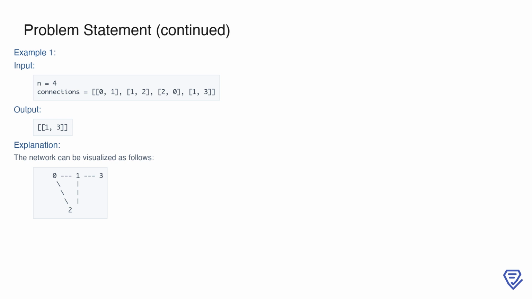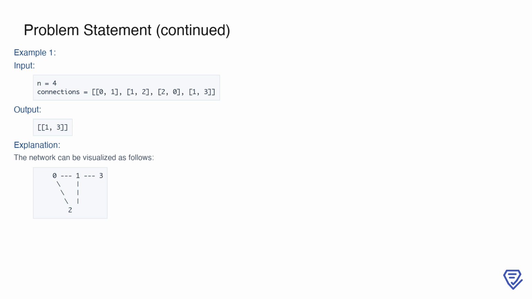Let's consider an example to make the problem clearer. Suppose n is 4, meaning there are 4 servers labeled 0 through 3. The connections are given as [0,1], [1,2], [2,0], [1,3]. Visually, this network can be drawn as a graph where server 0 connects to 1, server 1 connects to both 2 and 3, and server 2 connects back to 0, forming a cycle.